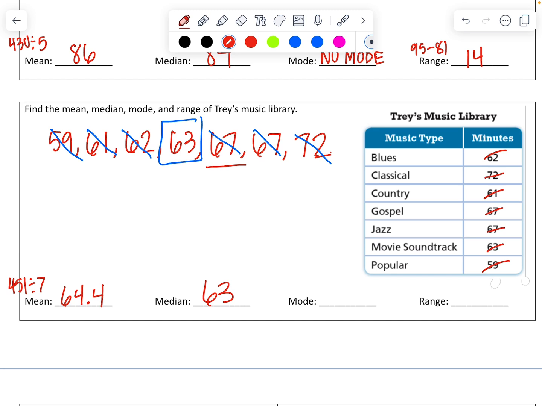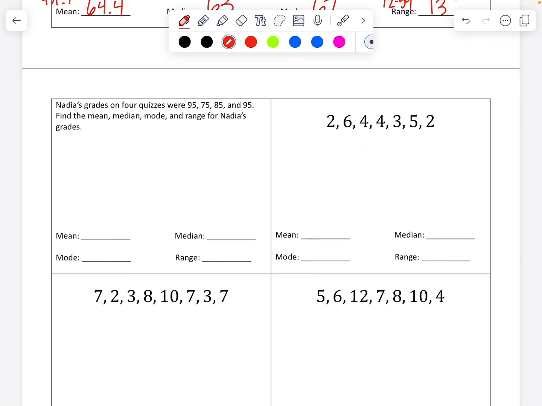All right, flip your page over. We're not going to do all of these. We're just going to do some of them because you guys should know how to do most of these. So it says Nadia's grades on 4 quizzes were 95, 75, 85, and 95. Find the mean, median, mode, and range for Nadia's grades.